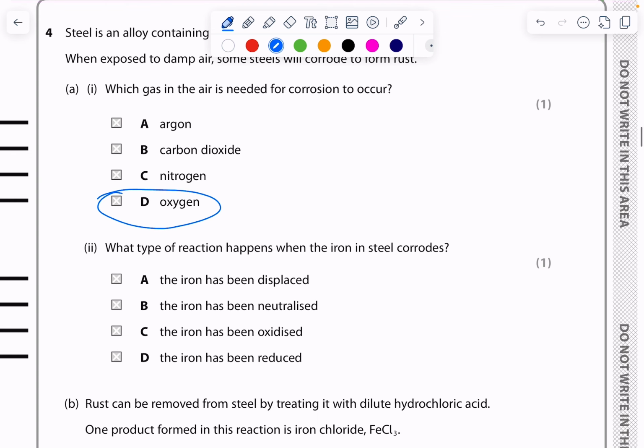So when iron corrodes, we're actually adding oxygen to the iron. So that's going to form iron oxide. And whenever we add oxygen, we've got an oxidation reaction. So that's going to be option C.